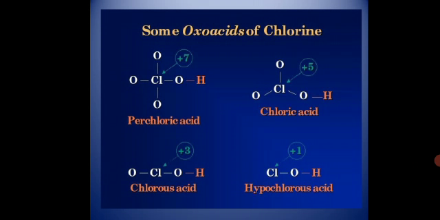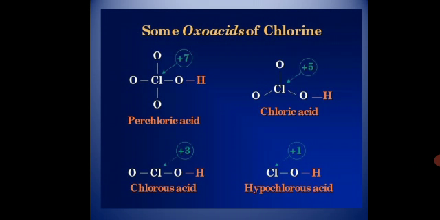HClO4 is a stronger acid than HClO3, which is stronger than HClO2, which is stronger than HClO. What I said is that the acidic strength of different oxoacids of halogens increases with an increase in the oxidation number of the halogens. In HClO4 it is +7, in HClO3 it is +5, in HClO2 it is +3, and in HClO it is +1. So with an increase in oxidation number, the acidic strength also increases.